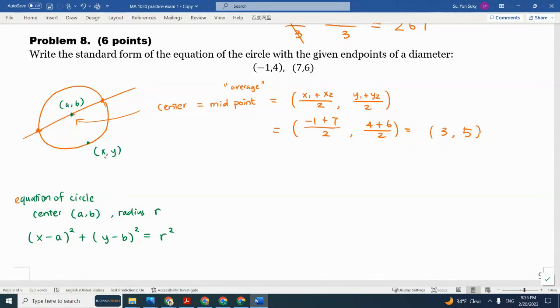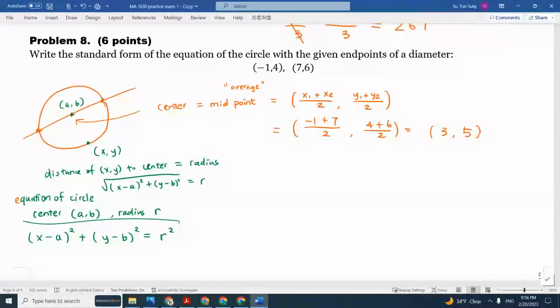Let's say a point (x, y) is on the circle. The distance of the point (x, y) to the center is always equal to the radius. And what is the distance formula? The square root of the difference of x coordinates squared plus the difference of y coordinates squared is always equal to the radius. Therefore, you square both sides, and then you get the equation of the circle.